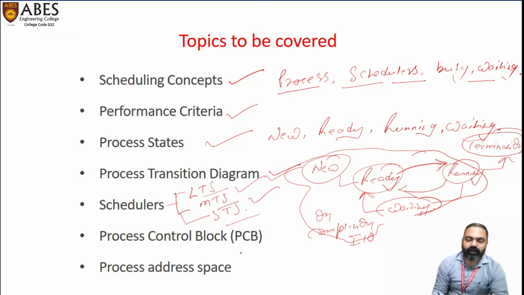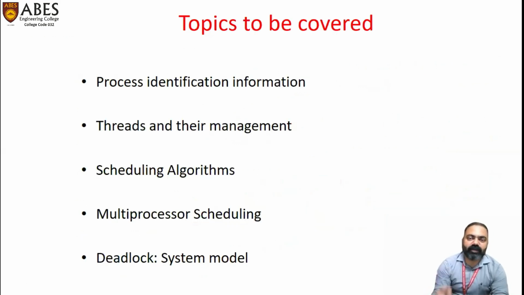Next is process control block. We can say this is the personal diary of every process. Every process has its own PCB, in which all details are there, like process ID, program counter, stack pointer, list of open files, etc. Next is process address space, where the process will reside during the execution. Next is process identification information, in short PID. It is mentioned inside the PCB, process control block.